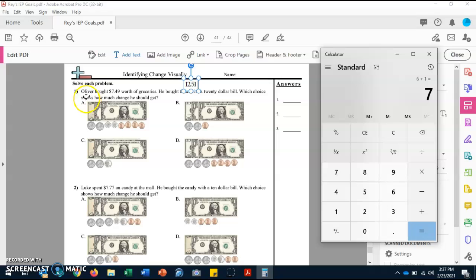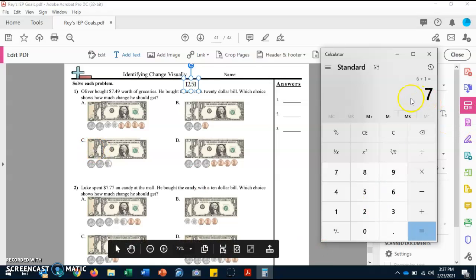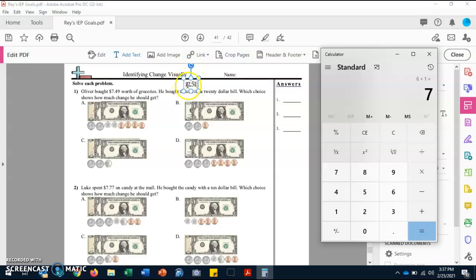No, it is not. So we know that these two answer choices start with $7. Look, this is another 7. Like here, he has another $7 in bills. So we know that A and C cannot be our answer because we did not get $7 as a change. Our change should be $12.51.